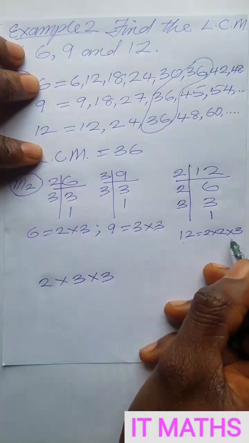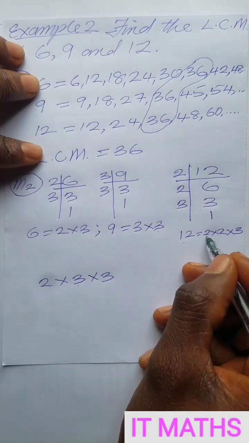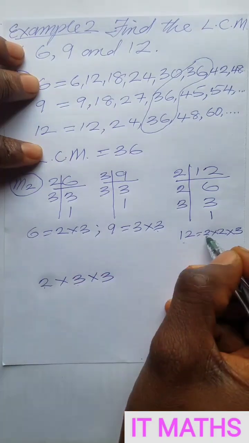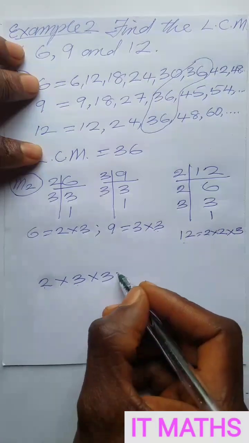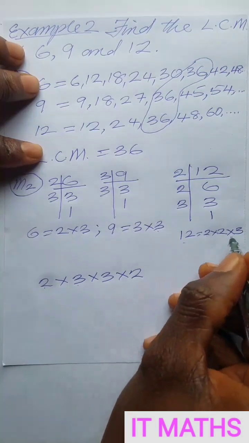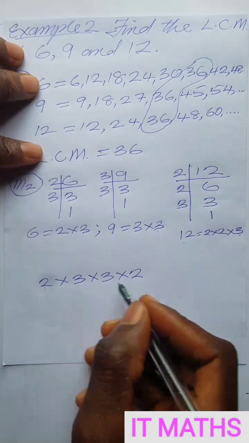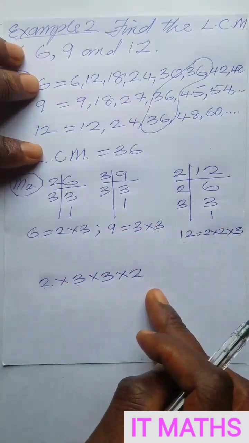Okay, we move over to 12. 2, I can't pick 2. 2 is already here. I leave it. Okay, there is a second 2. I don't have a second 2. I pick it. 3 is already here. I can't pick it. So I've gotten to the end. You pick, but you don't repeat.